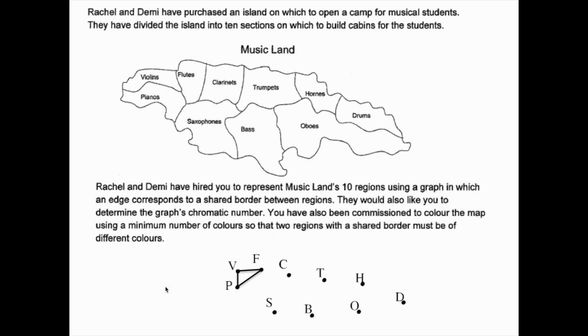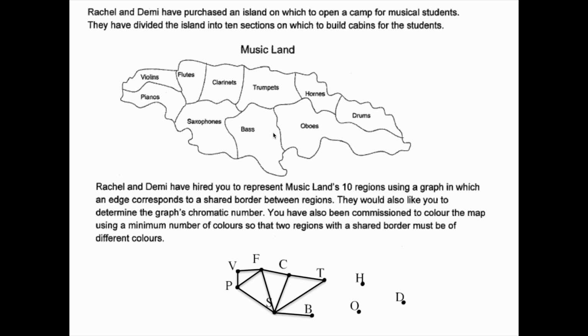I did the flutes to the piano, piano to the saxophones, flutes to the saxophones, flutes to the clarinets, and that's it for the flutes. The next one will probably be the saxophones to the clarinets, good. The clarinets are connected to the trumpet, the saxophones are connected to the trumpet, and the saxophones are connected to the bass.